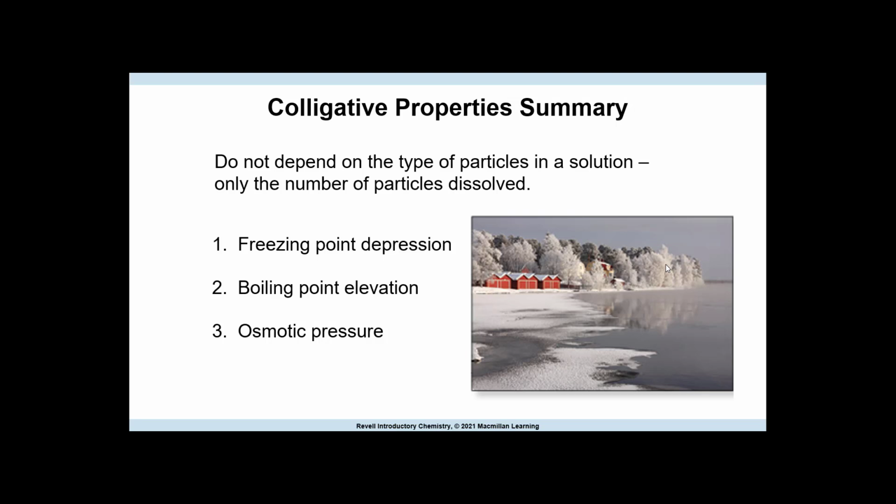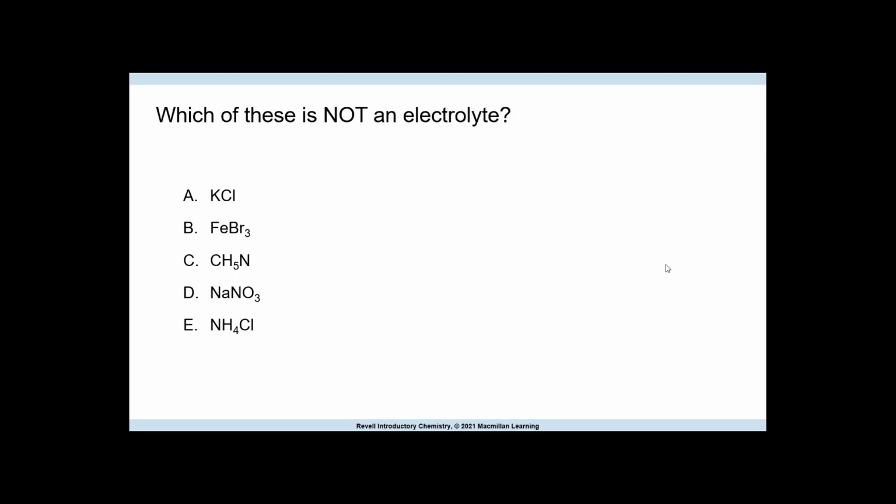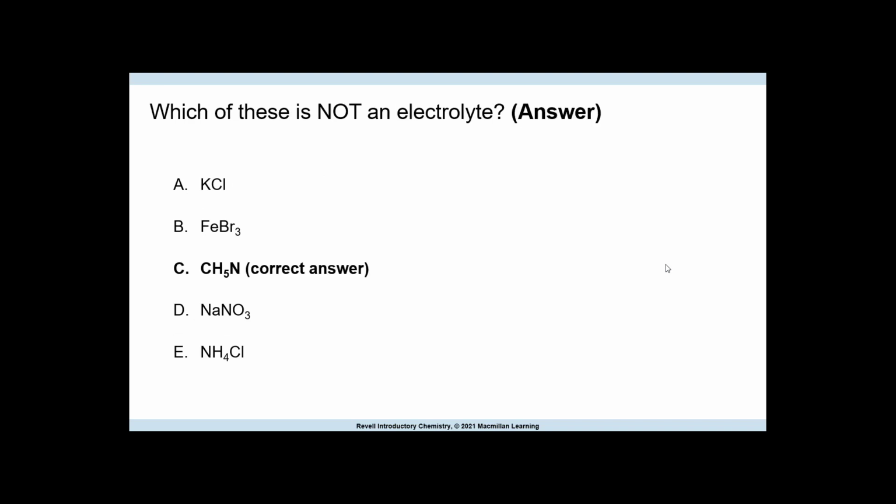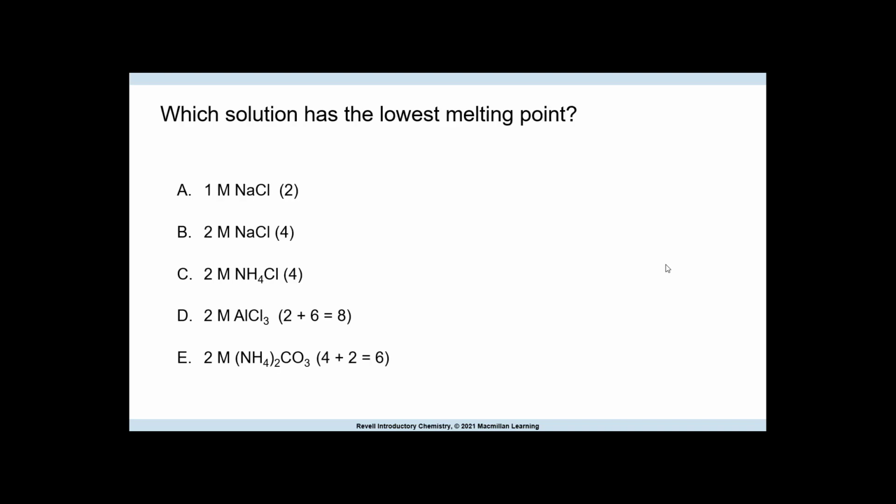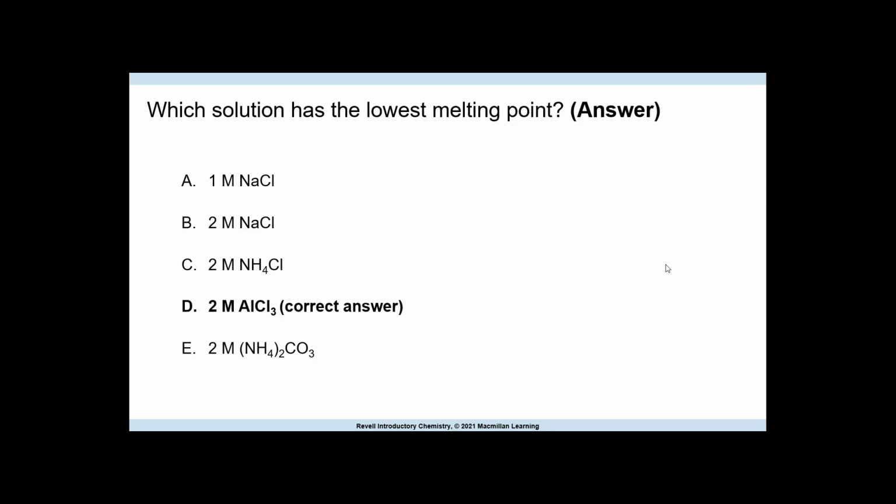All right, so again, colligative properties do not depend on the types of particles, only the number of particles dissolved. So we looked at freezing point depression, boiling point elevation, and osmotic pressure. Which of these, first of all, is not an electrolyte? I'm just going to jump ahead, and you can see that C is not. That's covalent, it shares electrons. Which solution has the lowest melting point? Since we're looking at colligative properties, we want the one that has the most particles. That's going to affect the melting point, and that's going to be D.